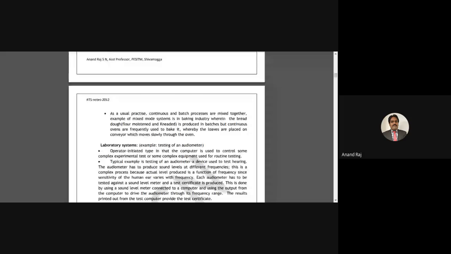So next, the third one is laboratory or test systems. Computer applications can be classified into laboratory systems or test systems.